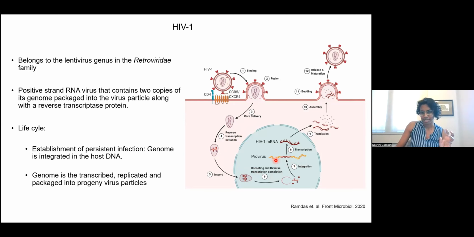This proviral DNA, after integration, has to be actively transcribed, and the viral transcripts need to be moved again into the cytoplasm where they are translated, and then you have viral assembly and packaging, and you have the budding of the new mature virions.